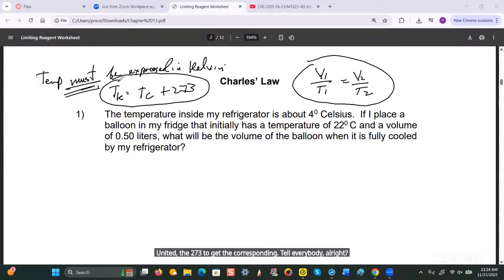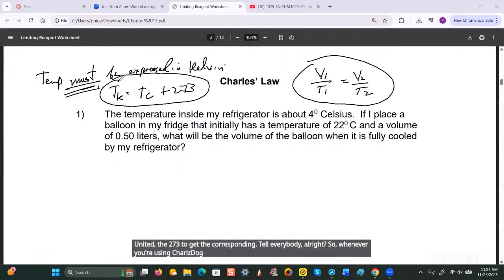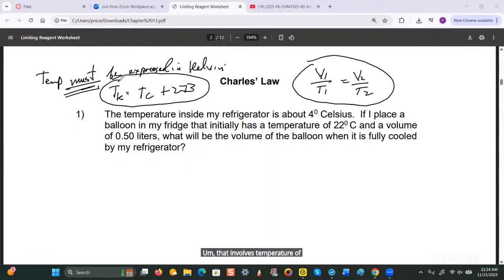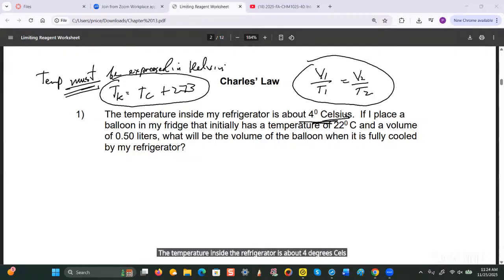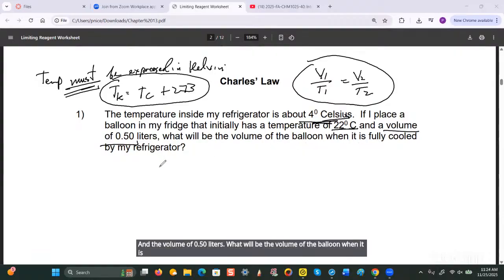So whenever you're using Charles law, and for that matter, any gas laws that involve temperatures, you have to convert to Kelvin if you're given the temperature in Celsius. And that is no less true for this question, because this question says, the temperature inside my refrigerator is about 4 degrees Celsius. If I place a balloon in my fridge that initially has a temperature of 22 degrees Celsius and a volume of 0.50 liters, what will be the volume of the balloon when it is fully cooled by my refrigerator?